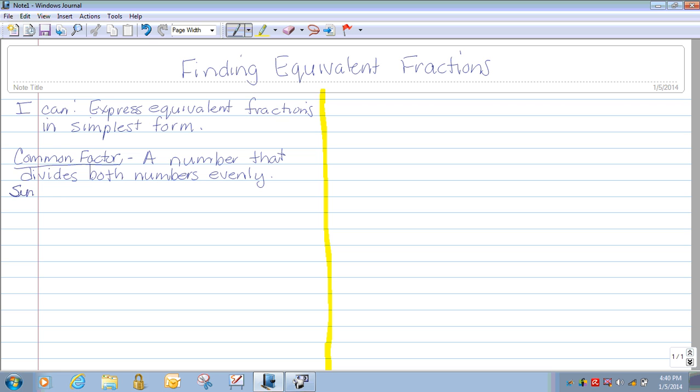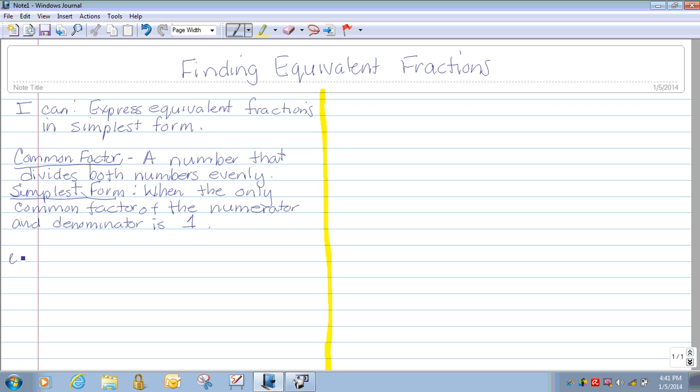And we also need to know what simplest form is, because if we're going to express equivalent fractions in simplest form, we probably need to know what that means. So simplest form is when the only common factor of the numerator and denominator is 1.